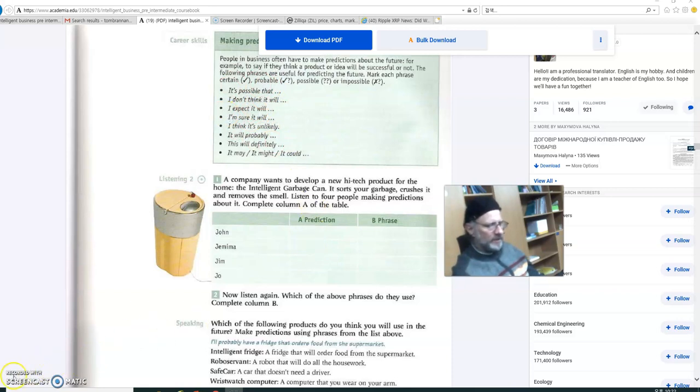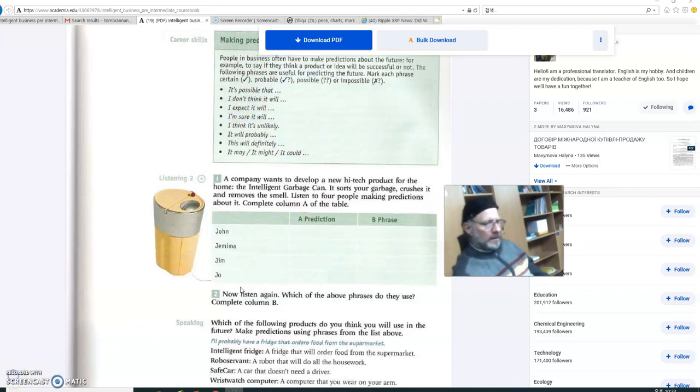Okay, so I'm just going to pause for a minute. Hi, I'm back. So I'm going to read John's prediction about this intelligent garbage can. It's not very long. What is his prediction? And what phrase does he use to express the prediction? So this is John.